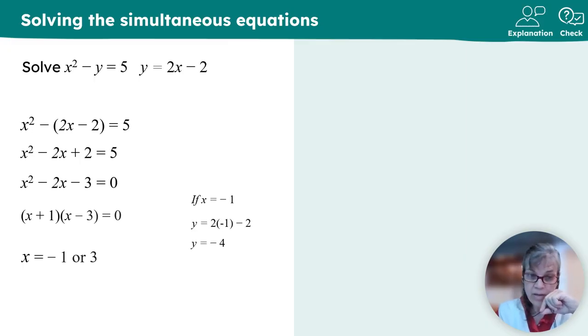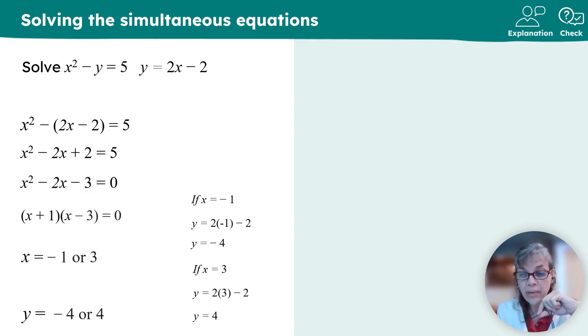If x is minus 1, then we can substitute back into our equation and find y is minus 4. Or if x is 3, then y is 4, positive 4. So we have two values for x and two values for y. With a nonlinear and a linear equation, you often do have two values. That means the line and the curve cross at 2 points. Not always, but many times. We'll continue to talk about that throughout this chapter.